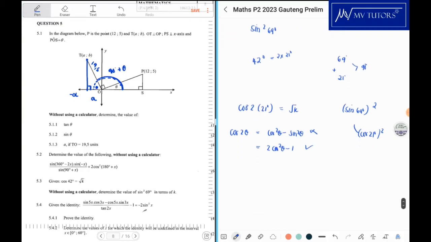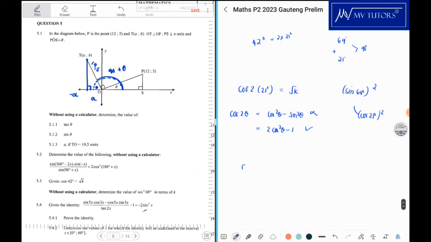Okay, so let's write down the answer. Let's start officially. I will say cos 2 times 21, which is cos 42, is equal to 2 cos 21, I'm going to put it like this, squared minus 1. Then I know that cos 42, which is 2 times 21, is equal to root k. And I know that cos 21 is the same as sine 69.